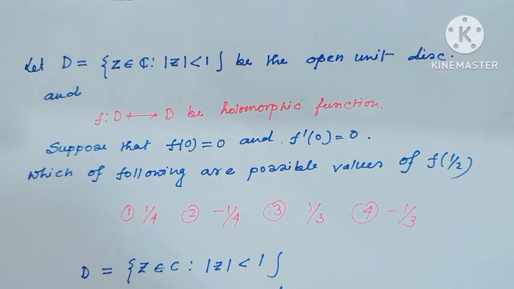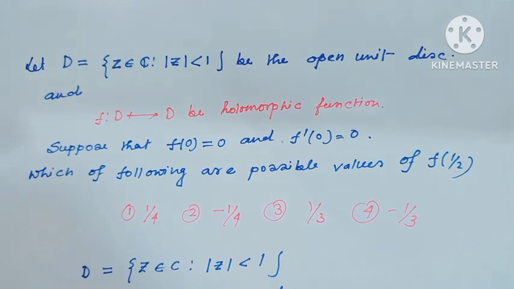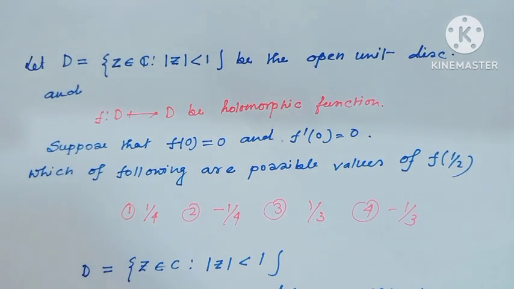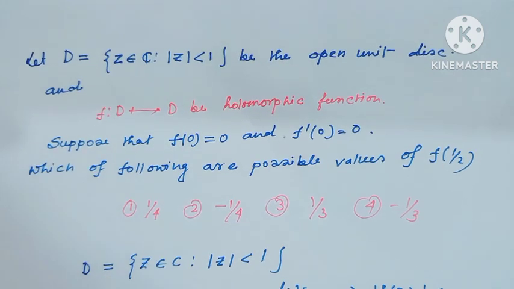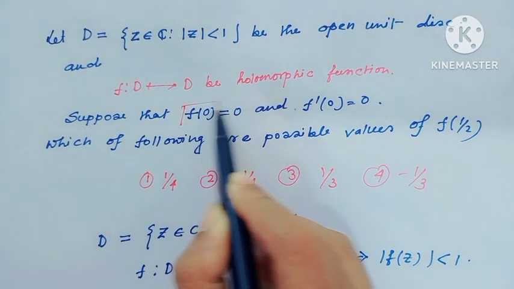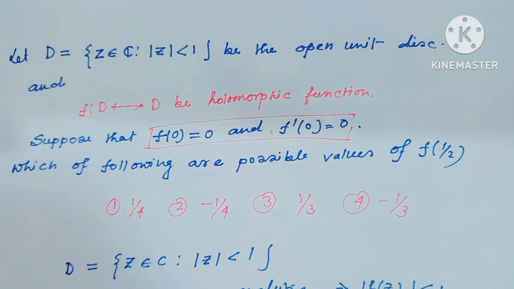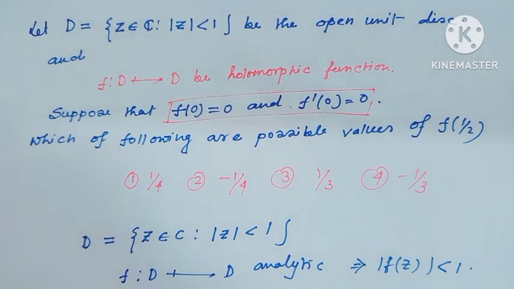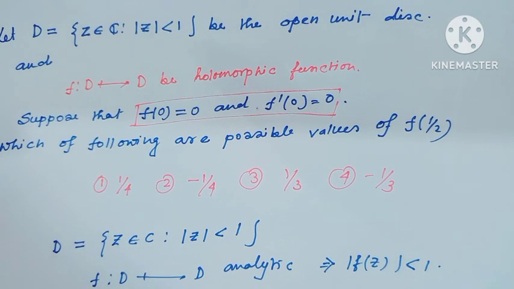Consider D equal to {z belonging to the complex numbers such that modulus of z is less than 1}, the open unit disk, and consider the mapping f from D to D which is a holomorphic function, such that f(0) equals 0 and f'(0) equals 0. Then which of the following are possible values of f(1/2)? Option 1: 1/4, option 2: minus 1/4, option 3: 1/3, option 4: minus 1/3.